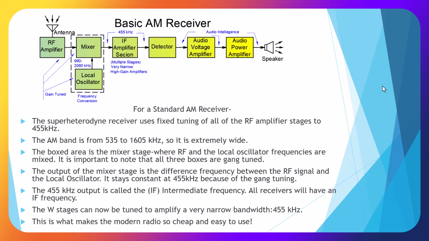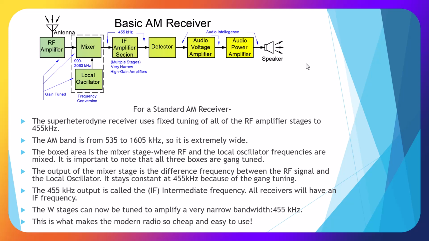Here's a block diagram of a basic AM receiver. We have the RF amplifier, the mixer, and the local oscillator. These are all gang tuned. Then we have one or more IF amplifier sections, intermediate frequency. We need a detector, audio voltage amplifier, and an audio power amplifier out to our speaker.